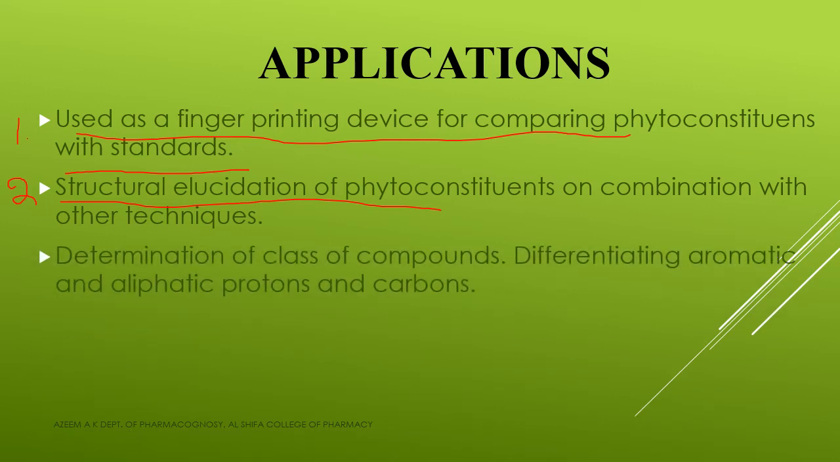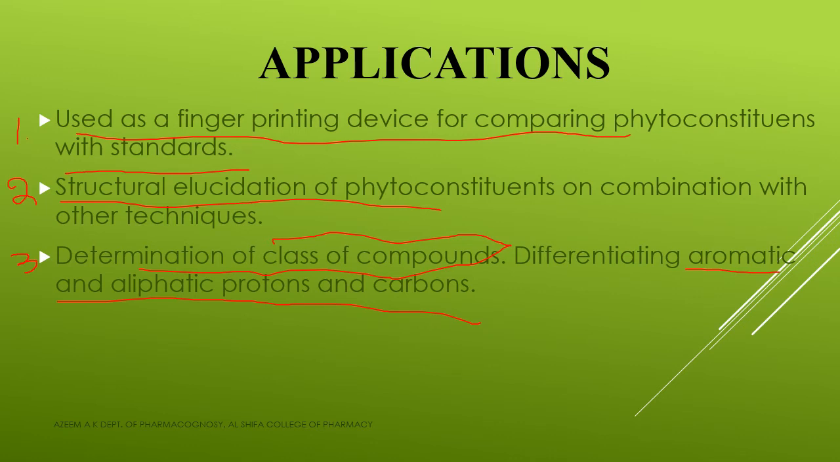Clear? Then the third application is, it is also used for determining the class of compound. It is used to roughly find out which class a compound belongs to. So it is used for determining the class of compound. For example, differentiating aromatic as well as aliphatic protons and carbons.